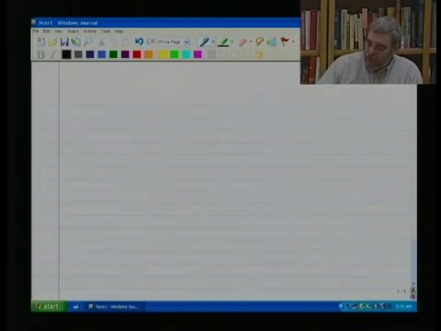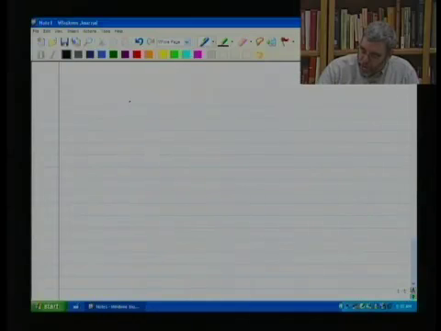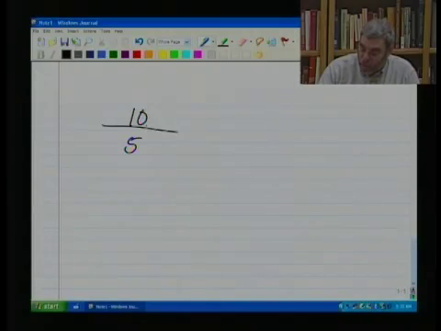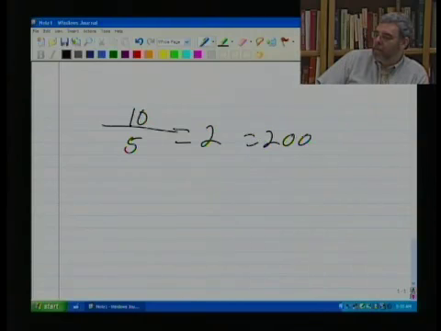Now if you have a kid whose chronological age is 5 and whose mental age is 10, got as many right as the average 10-year-old, this comes out to 2 times 100, an IQ of 200. You get it?